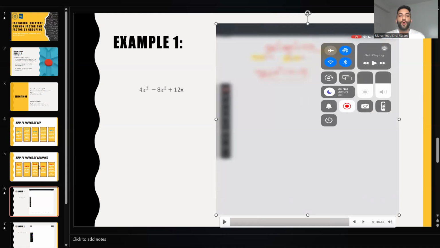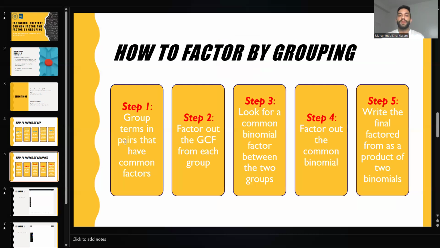And now we're going to be going over factoring by grouping. So how to factor by grouping? The first step is group terms in pairs that have common factors. So first of all, we have to identify which two terms in that polynomial have a common factor. And then step 2 is factor out the GCF from each group. Notice that we are using what we just learned, which is factoring by GCF, in factoring by grouping.